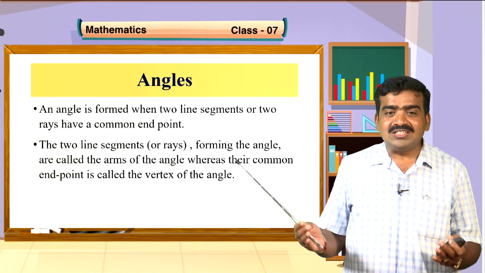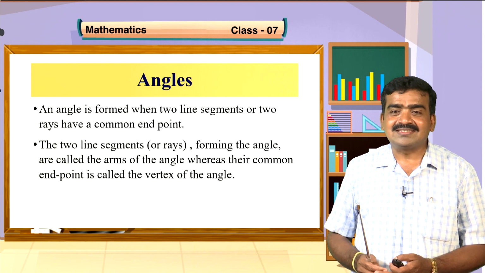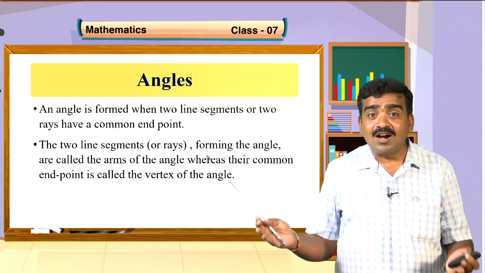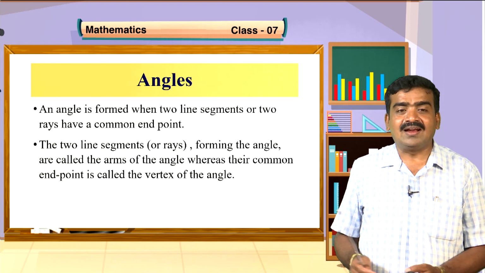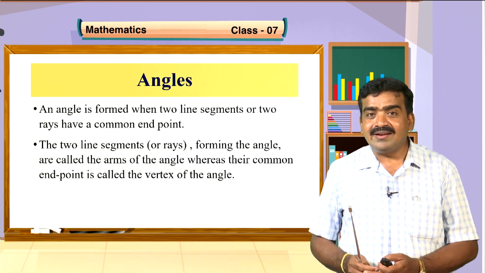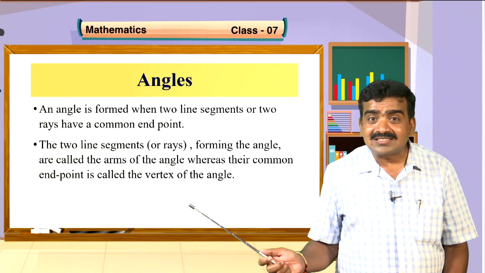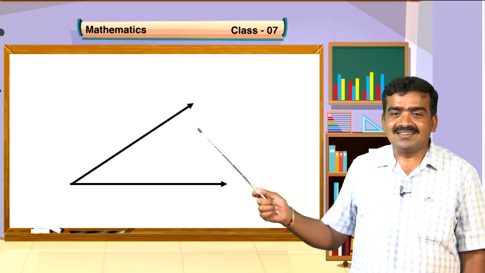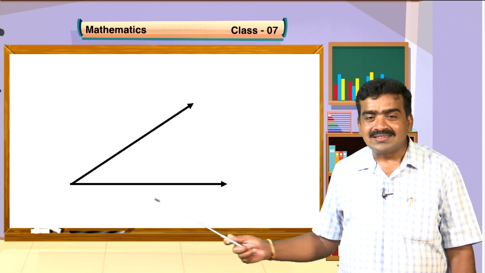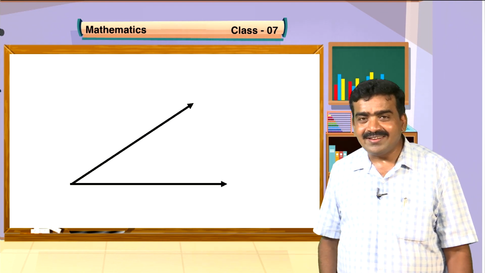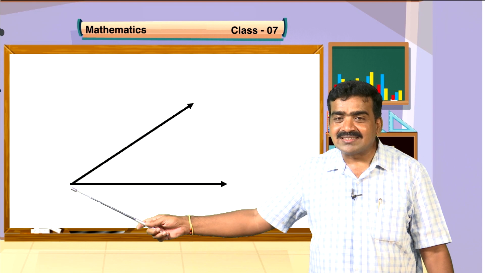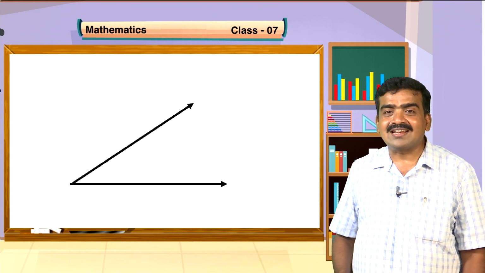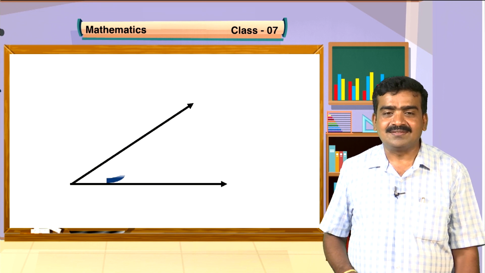These two line segments or rays forming an angle are called the arms of the angle, and that common endpoint is called the vertex of the angle. See here, there are two rays having a common endpoint. This common endpoint is called the vertex, and these two rays are called the arms of the angle.